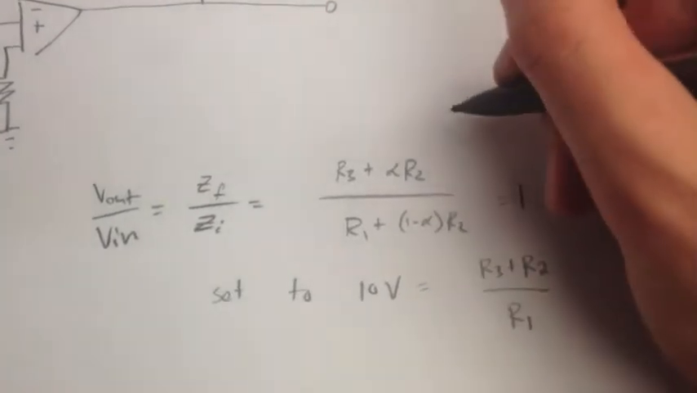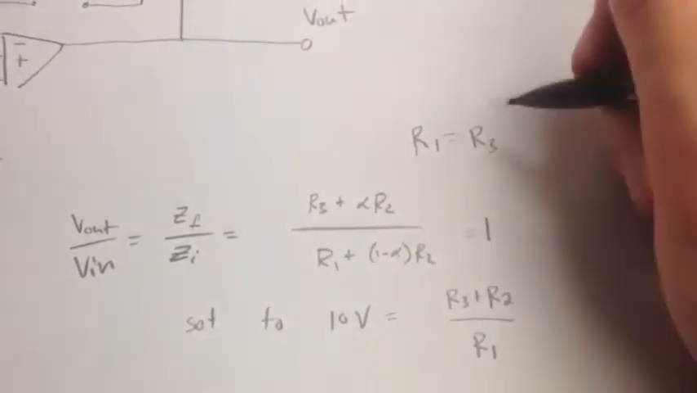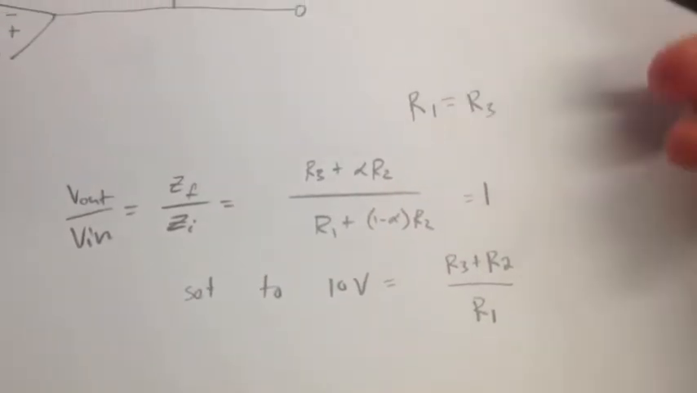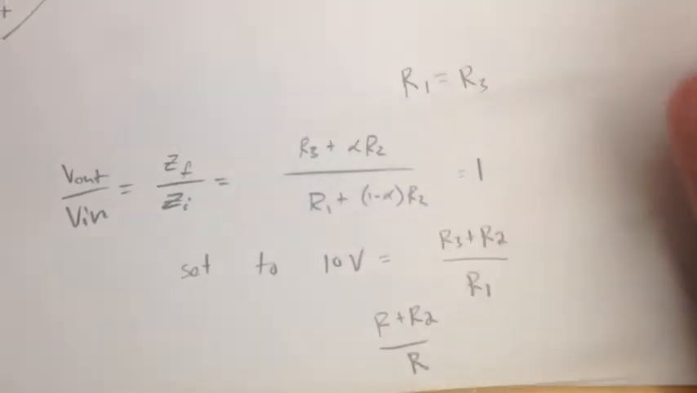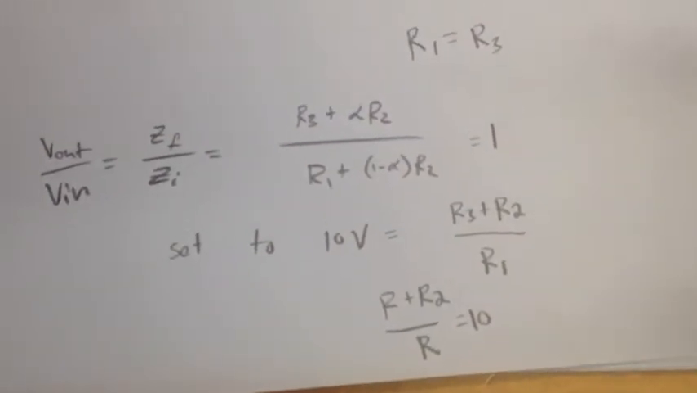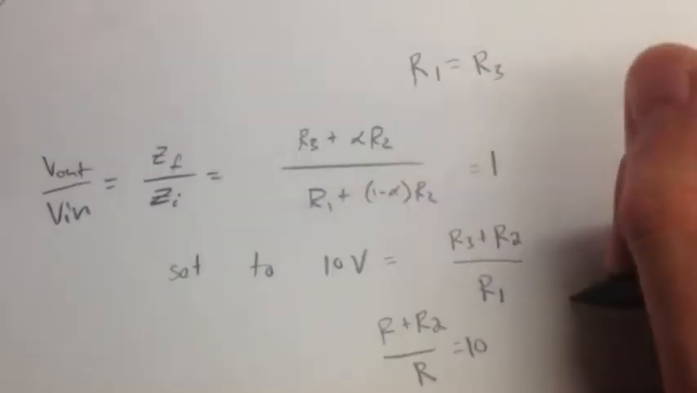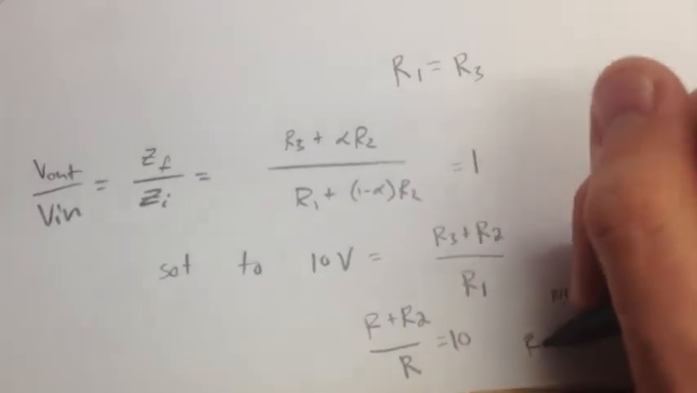But we already found out that if we want the middle to be our even spot with no amplification, R1 equals R3. So really what we have is maybe something like R plus R2 over R is going to be 10 to get our amplification. And so here you can see that if R2 was maybe like 100,000, then we would want our R's to just be something like 10,000.